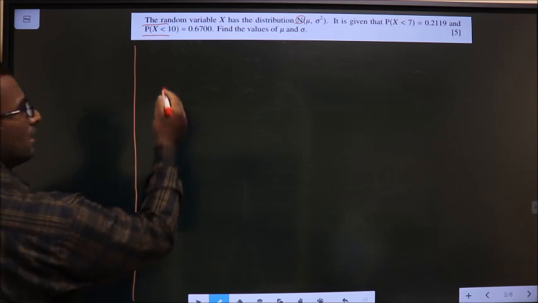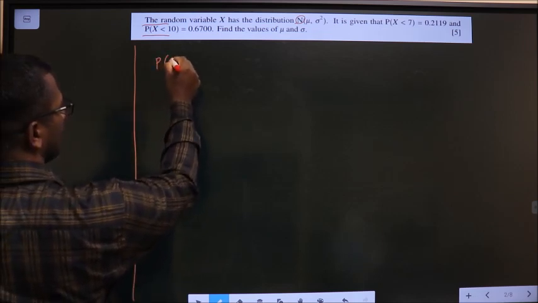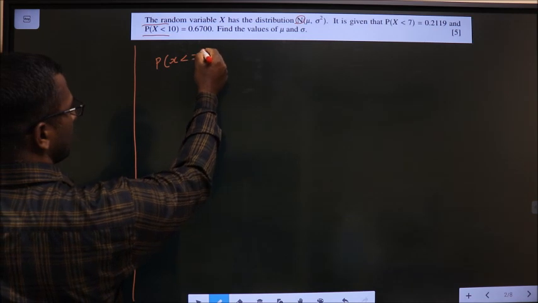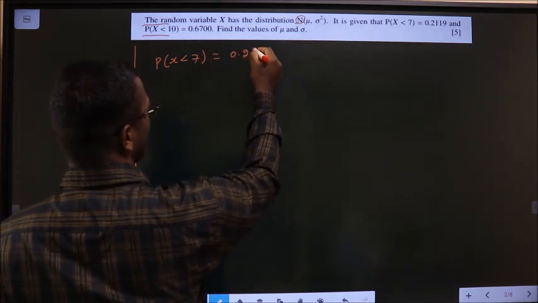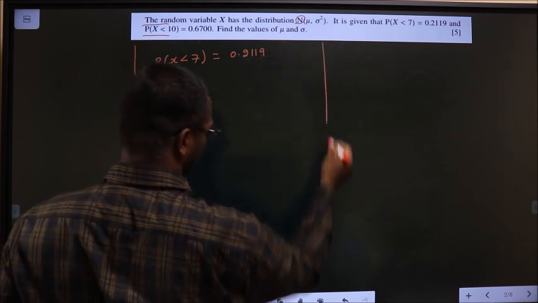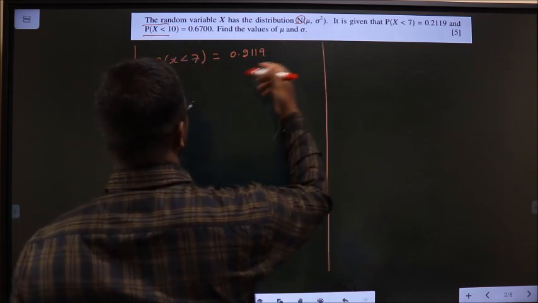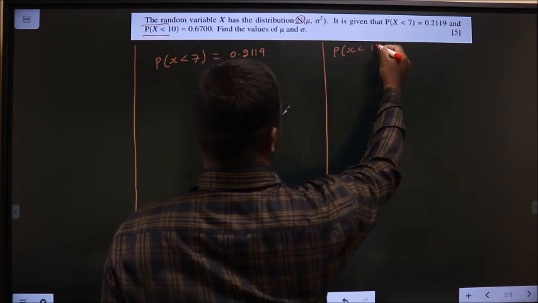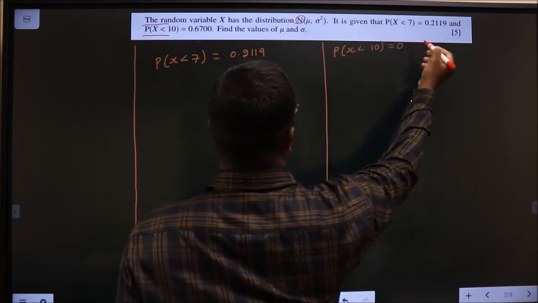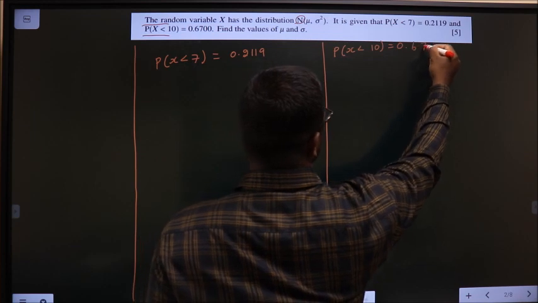Given equations are P(X < 7) = 0.2119 and the other equation is P(X < 10) = 0.6700.